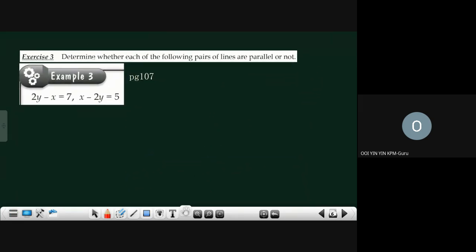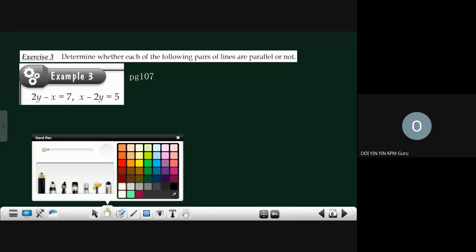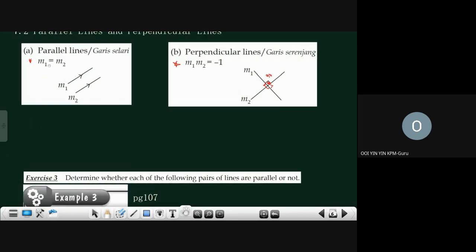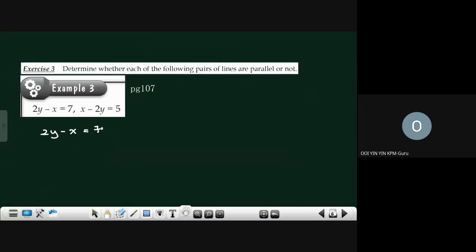Now we go to these questions. Exercise 3. Determine whether each of the following pairs of lines are parallel or not. How do we know whether they are parallel or not? Actually it is quite easy. To know that two lines are parallel, the gradients of the two lines are the same, right? So we just need to check the gradients. One line is 2y minus x equals 7, the other is x minus 2y equals 5.